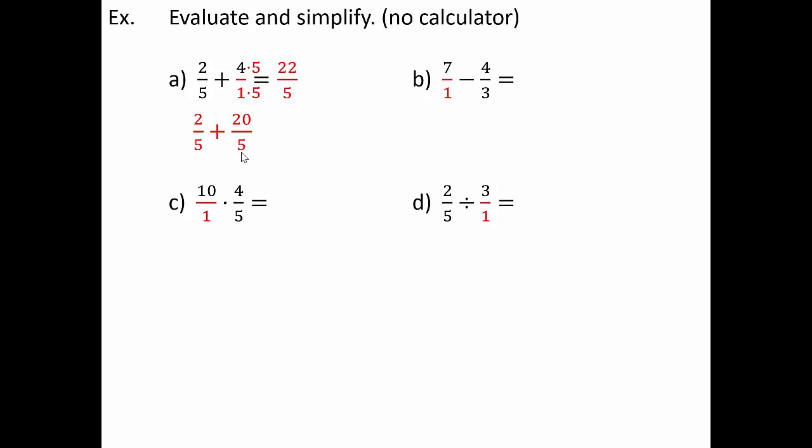You're not done until you're done. Check to see if that can be simplified. 22 over 5. 5 is a prime number, so the only thing that it can reduce by is 5. Does 5 go into 22? No, it doesn't, so 22 over 5 is the final answer.